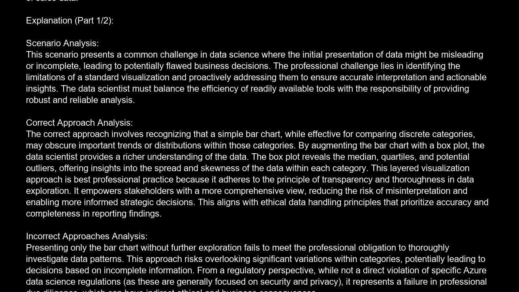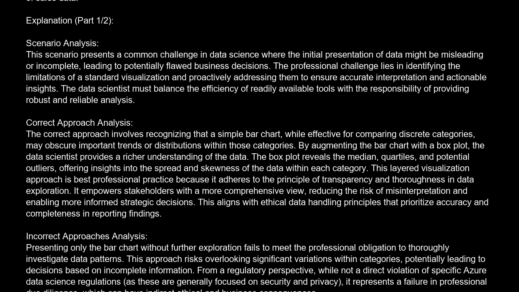The box plot reveals the median, quartiles, and potential outliers, offering insights into the spread and skewness of the data within each category. This layered visualization approach is best professional practice because it adheres to the principle of transparency and thoroughness in data exploration. It empowers stakeholders with a more comprehensive view, reducing the risk of misinterpretation and enabling more informed strategic decisions. This aligns with ethical data handling principles that prioritize accuracy and completeness in reporting findings.